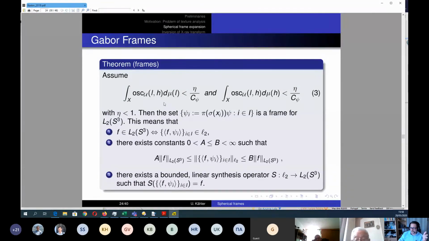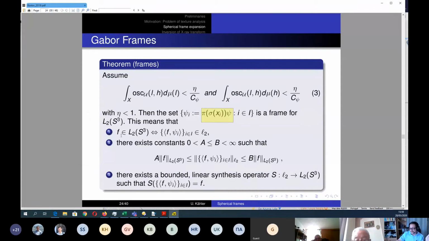If the integral of the oscillation, with respect to your measure over the space, can be estimated by a constant, 1 over the admissibility constant, and the constant needs to be smaller than 1. You can get bigger than 1, but then you don't really get a frame in our case, because then you cannot really fix the parts. So you want this constant to be less than 1 over the admissibility constant. And then the set you construct in that way will always be a frame.